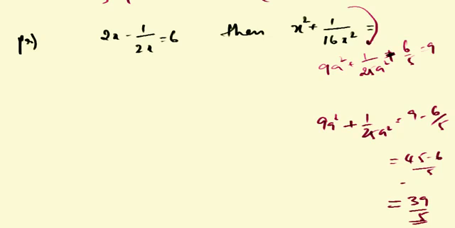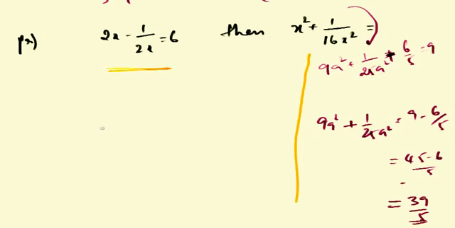Now what is given in the next problem? The problem is given like this. Let me mark it so that we won't get confused. It is given as 2x minus 1 by 2x is equal to 6. Then x square plus 1 by 16x square was asked. So what is there?